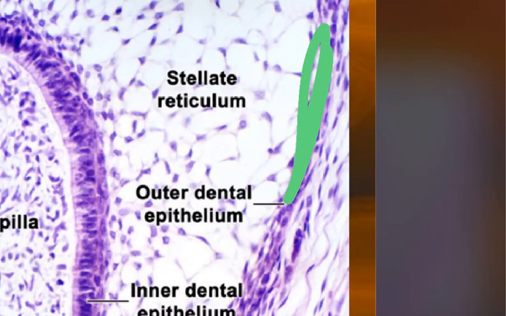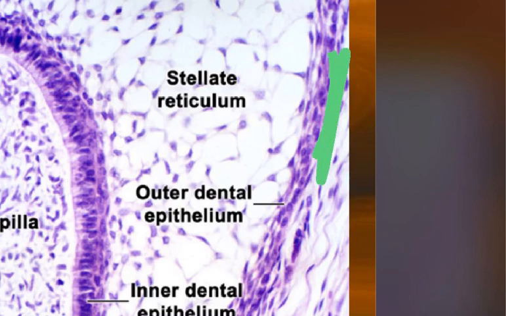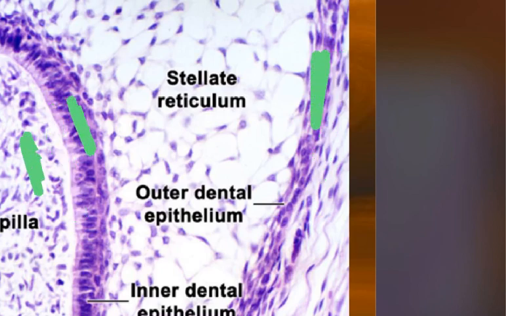This is outer enamel epithelium. See, the cells here are flat or cuboidal. Then here we see inner investing layer of the dental follicle. There is no cell-free zone between them. Here you have cell-free zone between inner enamel epithelium and papilla. Here between outer enamel epithelium and inner investing layer of the dental follicle, we do not have cell-free zone.